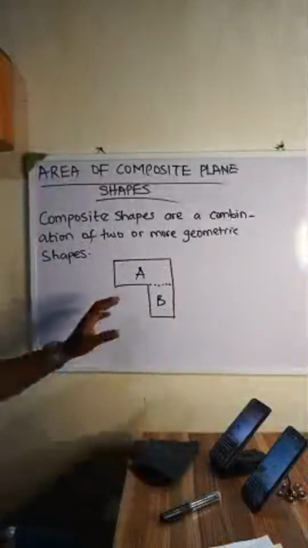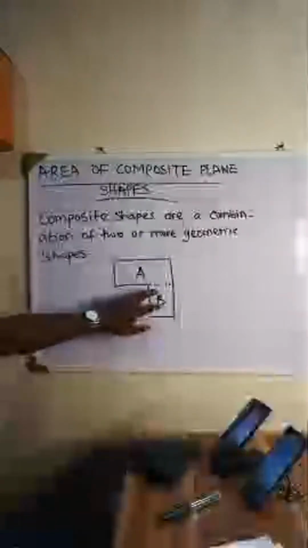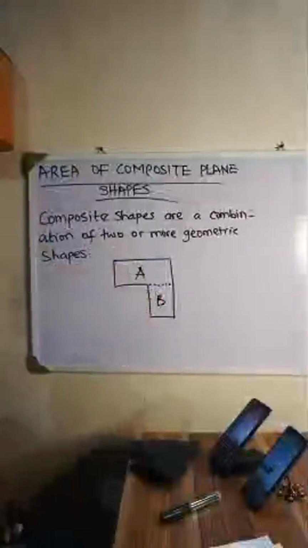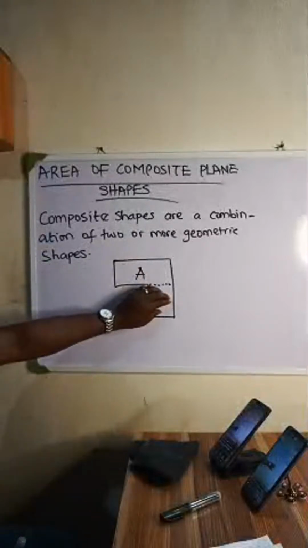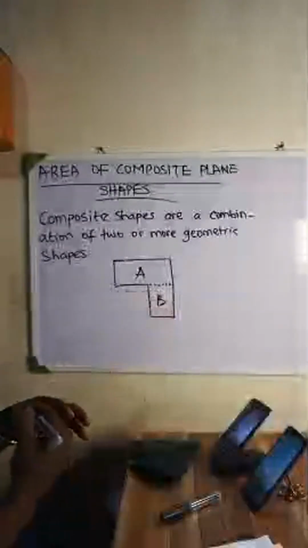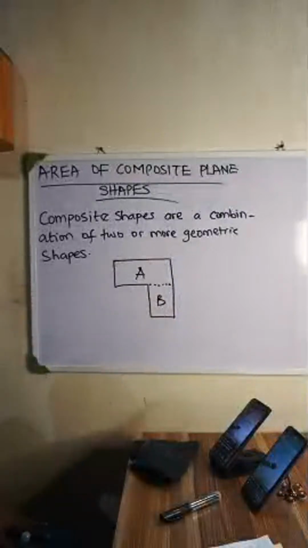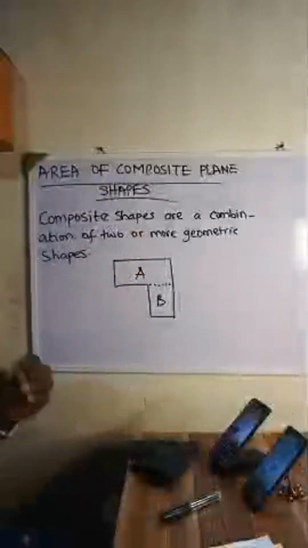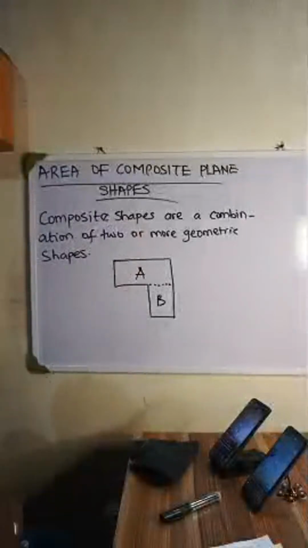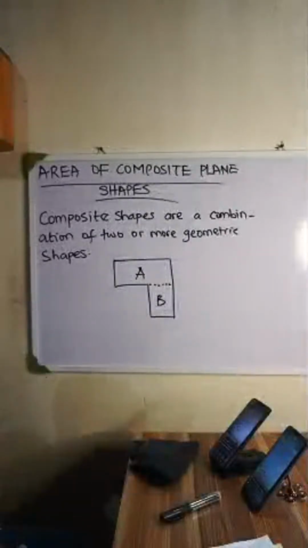If we want to calculate the area of this entire shape, what we are going to do is calculate the area of this first shape, calculate the area of this second shape, and then add them together. When you calculate the area of shape A, you calculate the area of shape B separately, and then you add them together, you have calculated the area of this entire geometric shape. So a composite shape is a combination of two or more geometric shapes. We're going to look at some examples of how to calculate the area of some geometric shapes. Okay, let's look at an example.